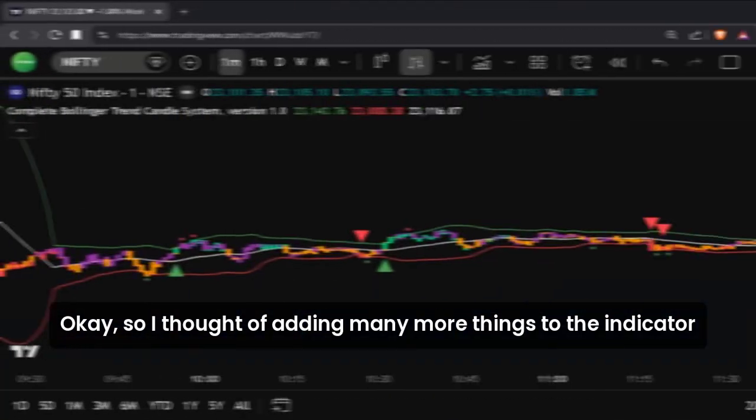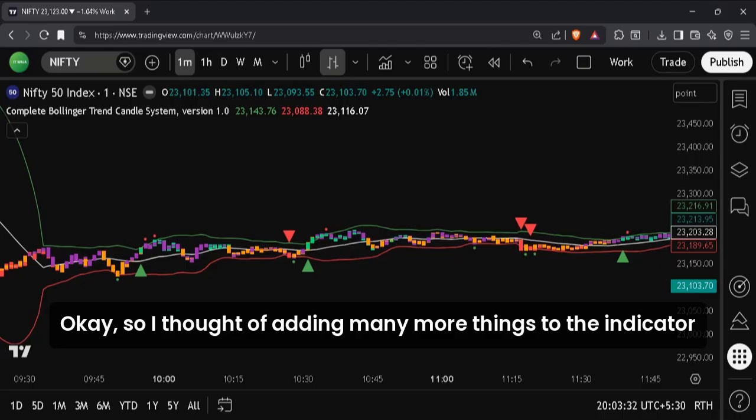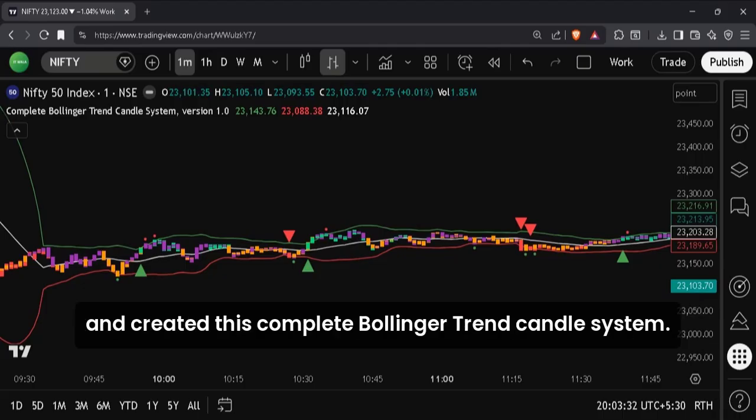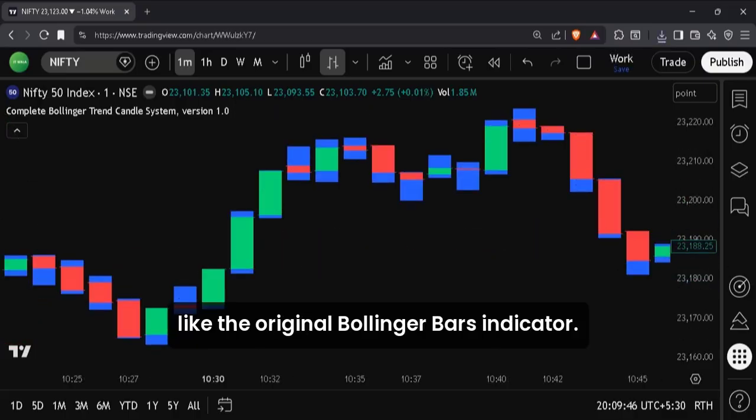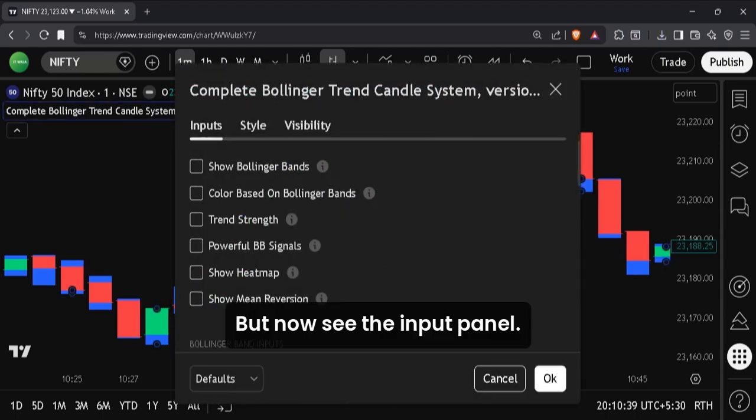Okay. So I thought of adding many more things to the indicator and created this Complete Bollinger Trend Candle System. At first, it looks exactly like the original Bollinger Bars indicator. But now, see the input panel. We have so many options here.